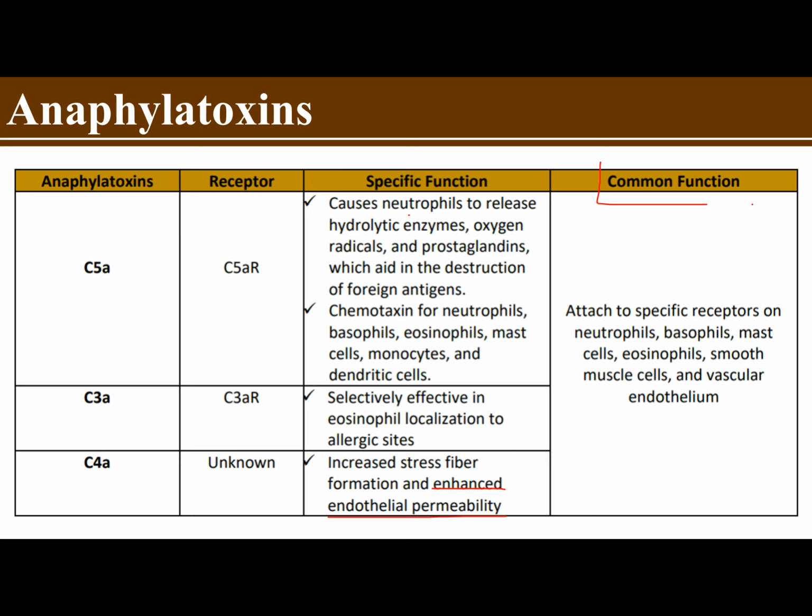Now they have a common function. Please do memorize this. They attach to specific receptors on neutrophils, basophils, mast cells, eosinophils, smooth muscles, and the vascular endothelium.